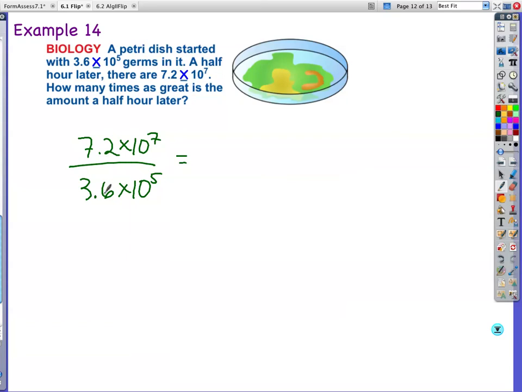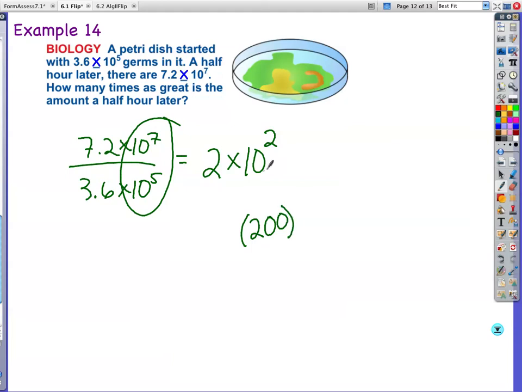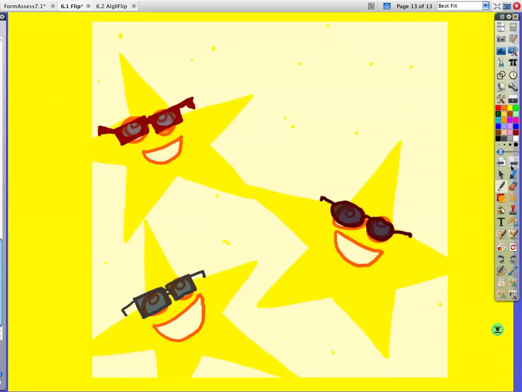Okay, 7.2 divided by 3.6 is plain old 2. When you're dividing with like bases, subtract your exponents, and that is scientific notation. So it's 2 times 10 to the 2nd times greater, otherwise known as 200, because this is 100, and we're taking it times 2. All right, so it's 200 times greater is what they're basically saying. And that is it.